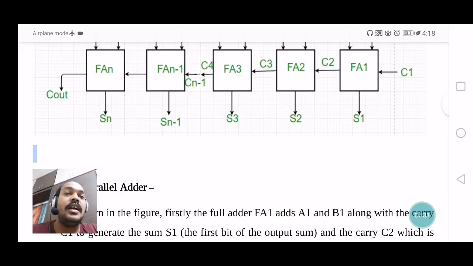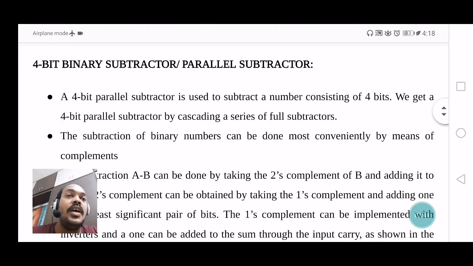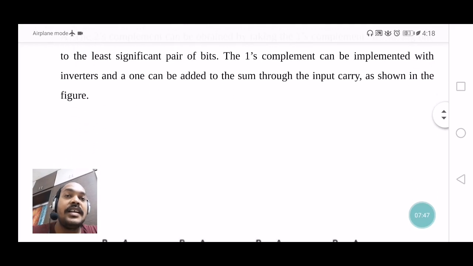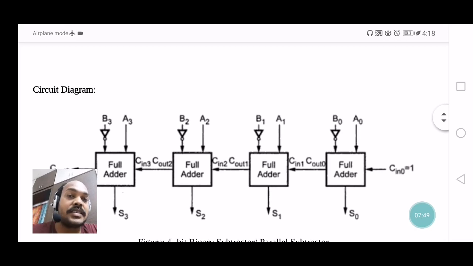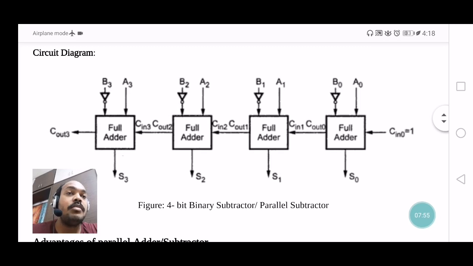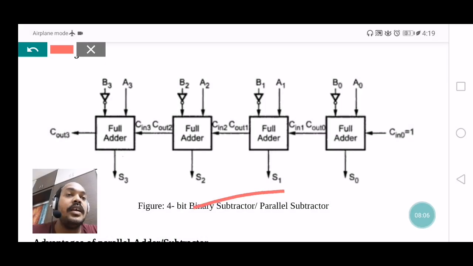Okay, and the next one is the 4-bit binary subtractor or parallel subtractor. Students, if you want to perform the subtraction operation, it can be done by two methods. One is the direct method, that is the binary subtraction method, and another is the complement subtraction method. In the complement subtraction method, again we have two methods, the 1's complement method or the 2's complement method, especially for binary. According to the complement subtraction method, this particular 4-bit binary subtractor is designed.